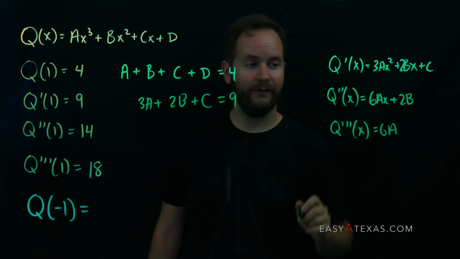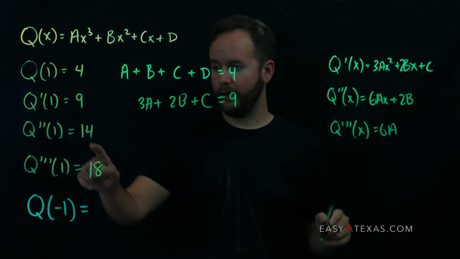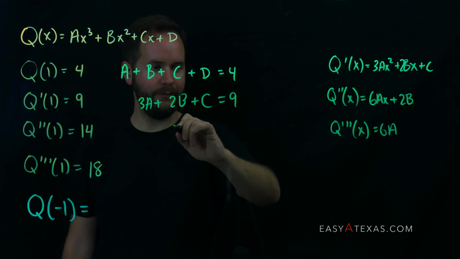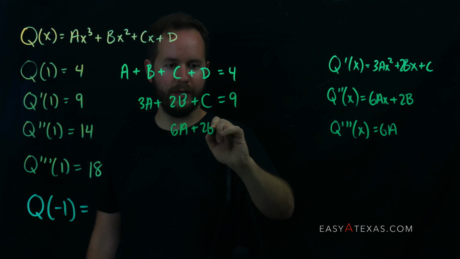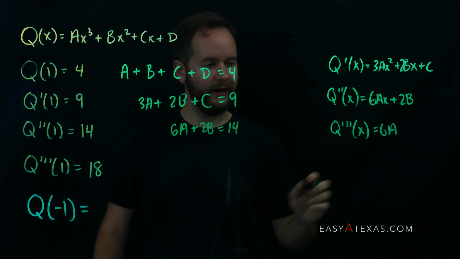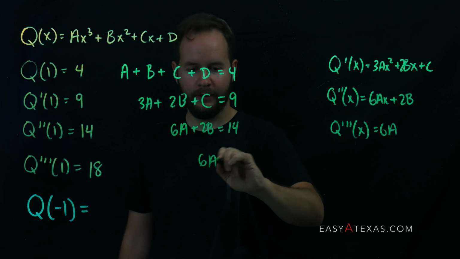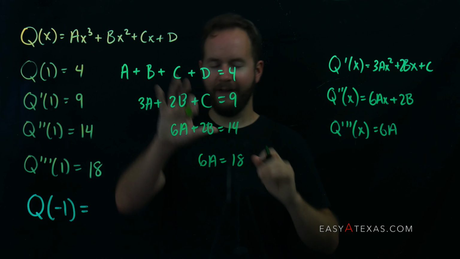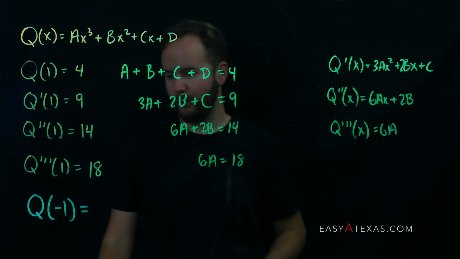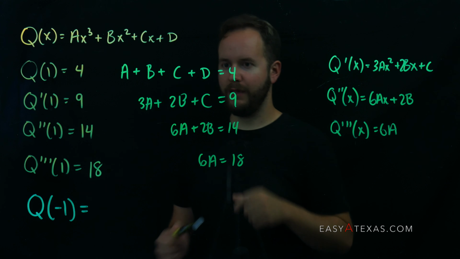Let's do the same exact thing for the second derivative. When I plug in 1 here, I'm supposed to get 14. That's going to give me 6a plus 2b equals 14. And then lastly, 6a needs to equal 18. Okay, I have 4 equations. Now I need to use these 4 equations to determine the values of a, b, c, and d.